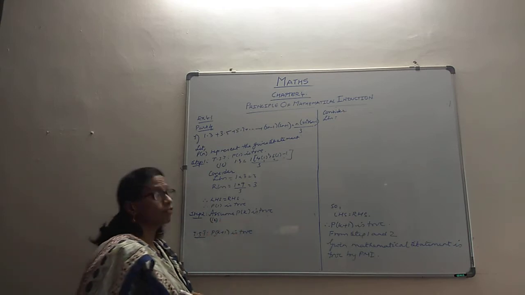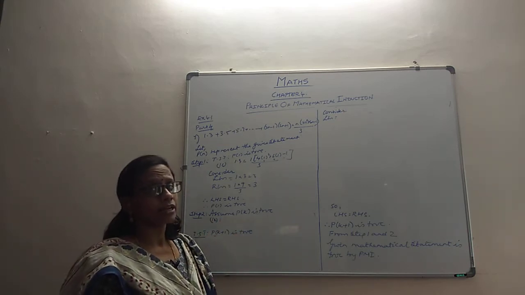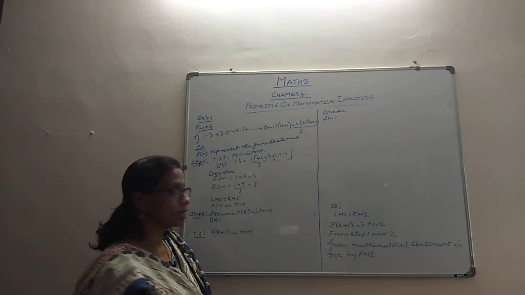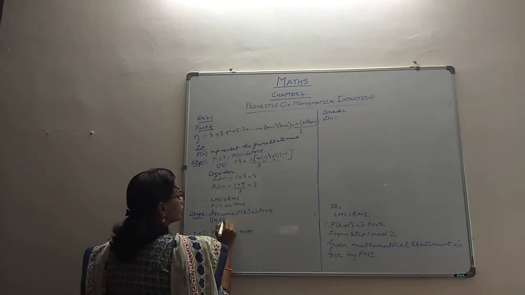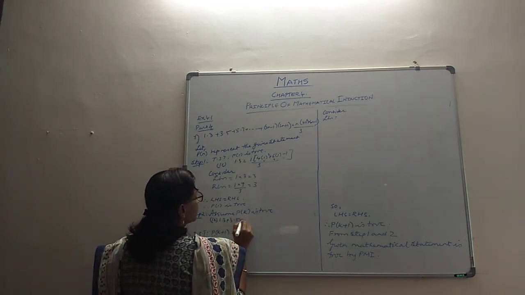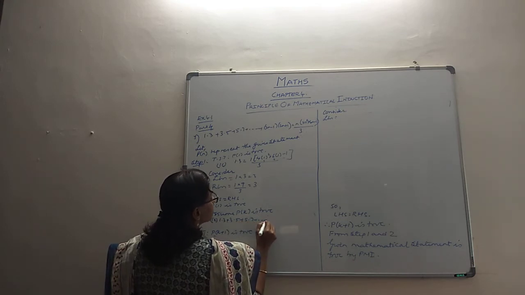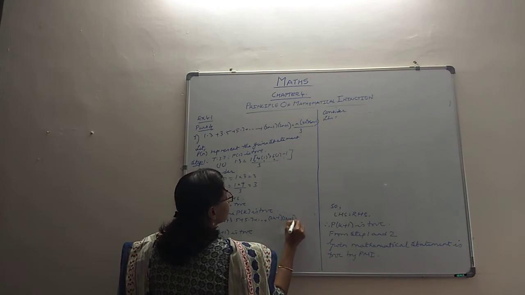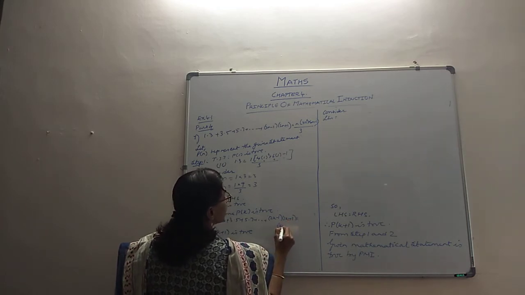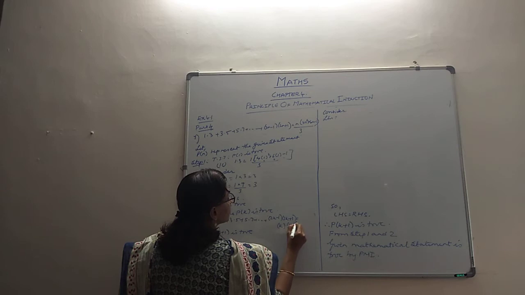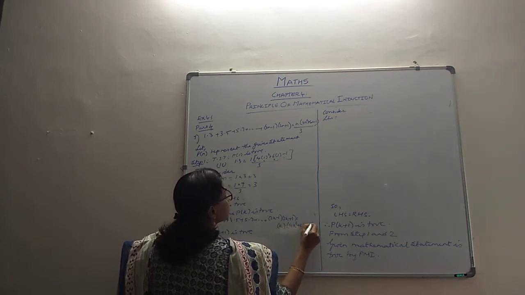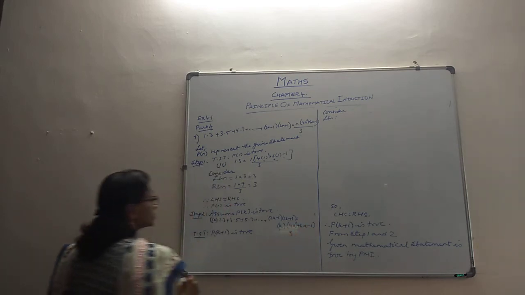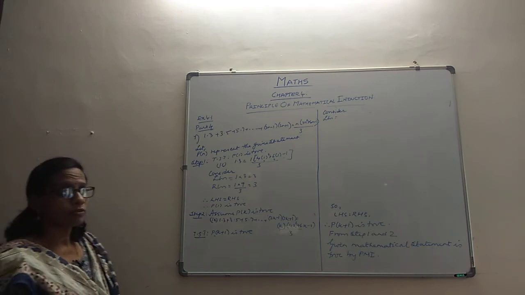Now, assume P of k is true. How to get P of k? Wherever n is coming, there we substitute k. So you'll get 1 into 3 plus 3 into 5 plus 5 into 7 and so on, 2k minus 1 into 2k plus 1, is equal to k times 4k squared plus 6k minus 1 by 3. To show that P of k plus 1 is true, we have to frame it.